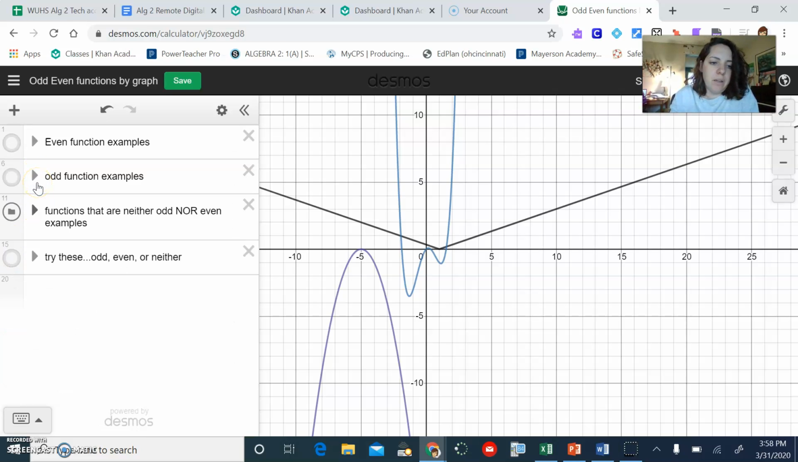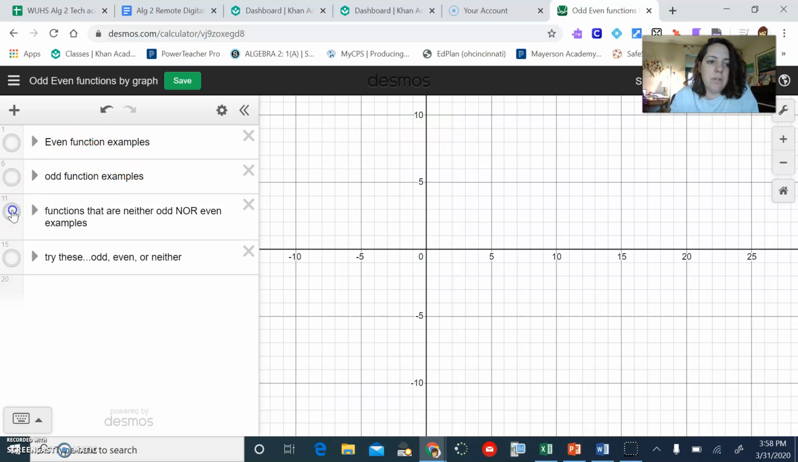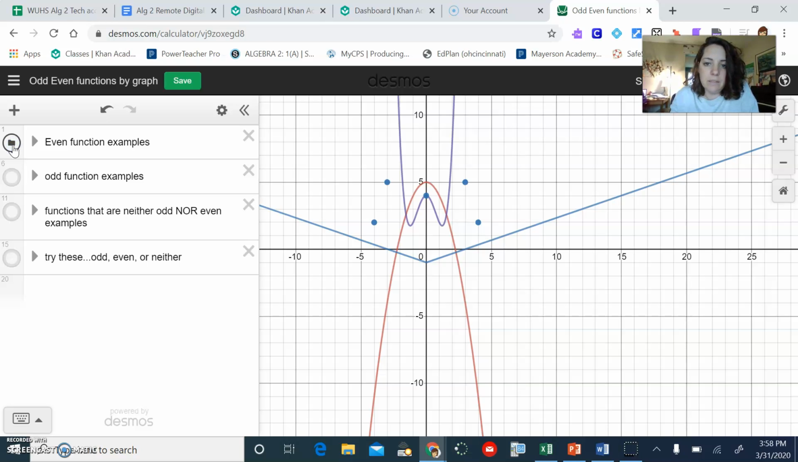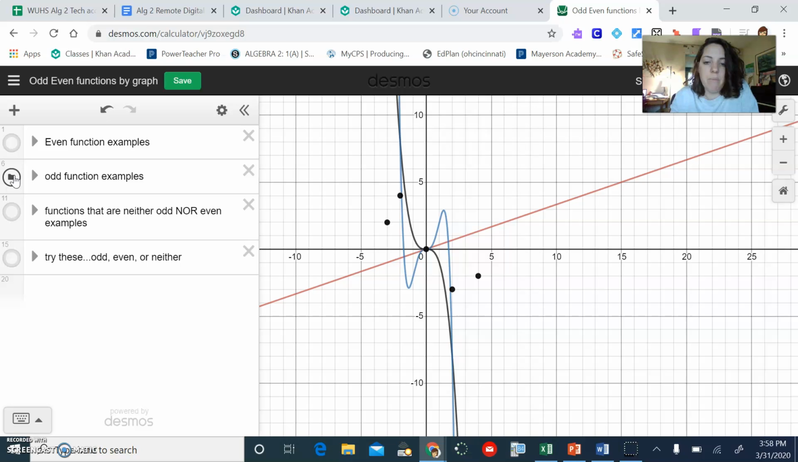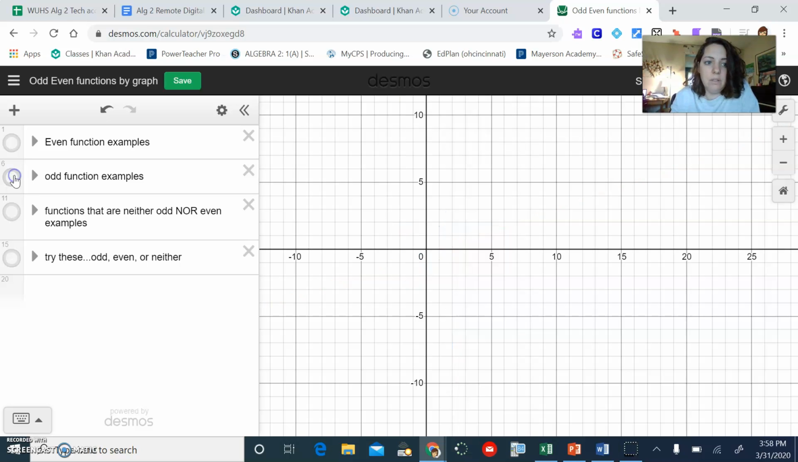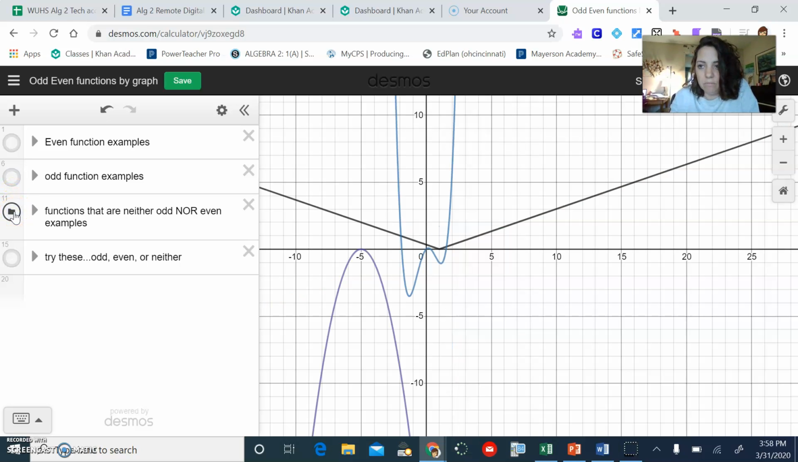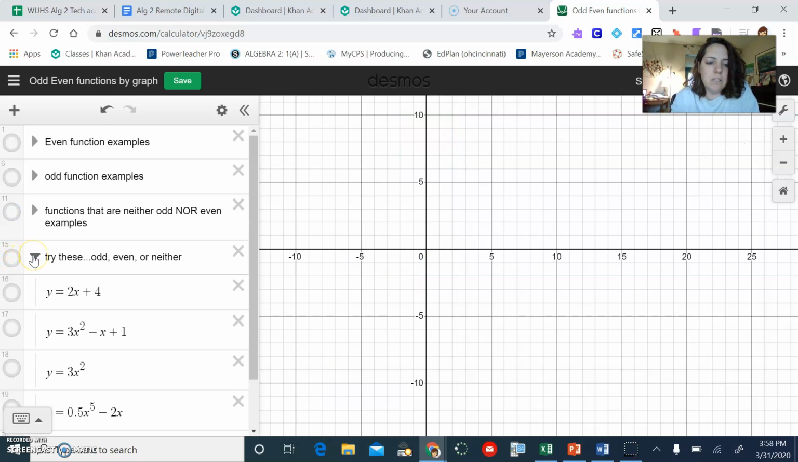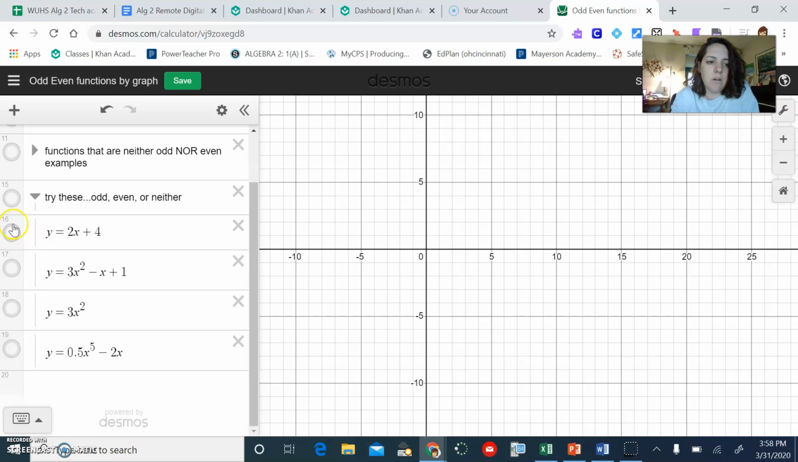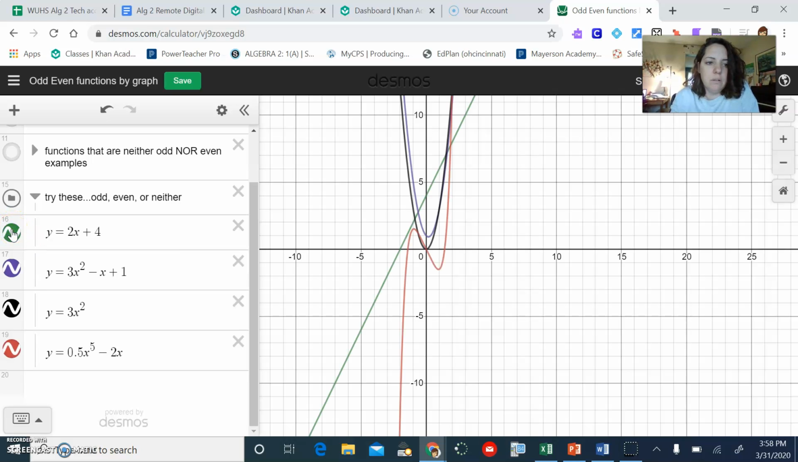So the bottom line here is even functions have symmetry about the y-axis. Odd functions have symmetry about the origin. And neither have neither. So let's look at these. Let's try these out and see if you can figure out if they're odd, even, or neither. I'll graph this one. I don't want to graph all of them at the same time, so let me calm these down a little bit.